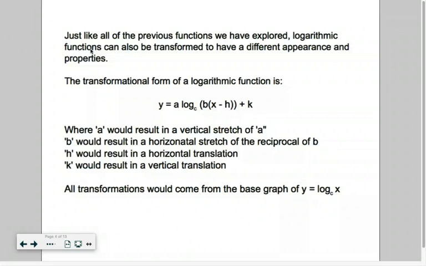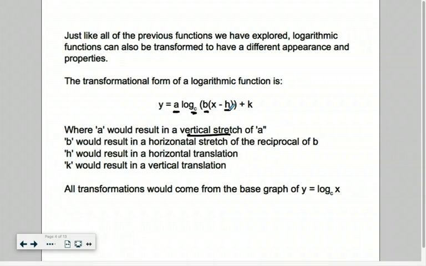You've got your simple ones, but then you've got things that can be applied, your stretches, your reflections, and again, it's in that same form. You've got your a value that's out front. That's your vertical stretch. Your base is that c. That's not a transformation. That's just the base of your logarithm, just like you had a base of your exponential. Your horizontal stretches and translations are going to happen inside the argument of your logarithm.